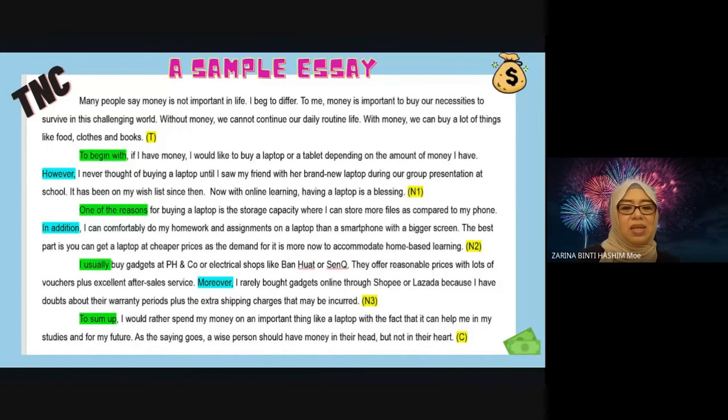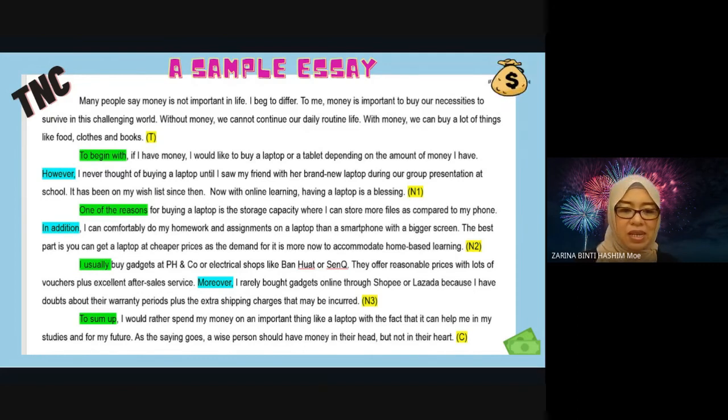Okay, in addition, tambahan pula, as a cohesive device, I can comfortably do my homework and assignments on a laptop rather than a smartphone with a bigger screen. Nampak tak? Kalau kamu ada laptop tu boleh buat kerja dengan lebih selesa lah, comfortable. Sebab screen dia besar kan, kalau handphone kecil kan, susah kan. Okay, and the best part is you can get a laptop at cheaper prices.